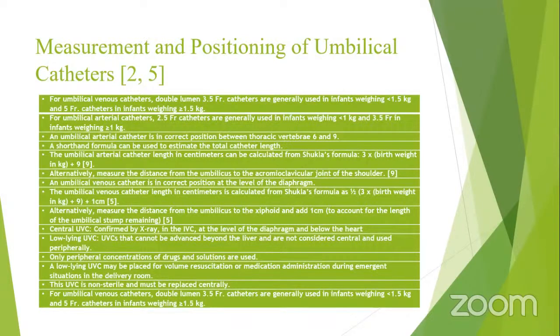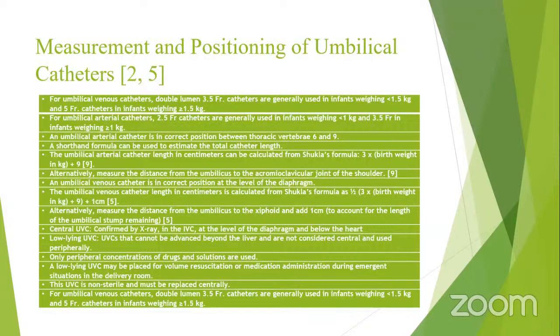An umbilical arterial catheter is in correct position between thoracic vertebrae 6 and 9. A shorthand formula can be used to estimate the total catheter length. The umbilical arterial catheter length in centimeters can be calculated from the formula 3 multiplied by the birth weight in kg plus 9. Alternatively, measure the distance from the umbilicus to the acromioclavicular joint of the shoulder.